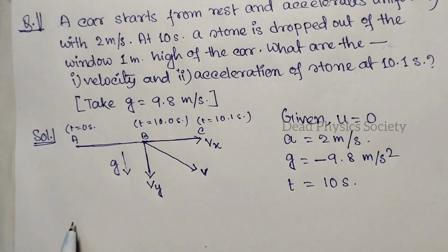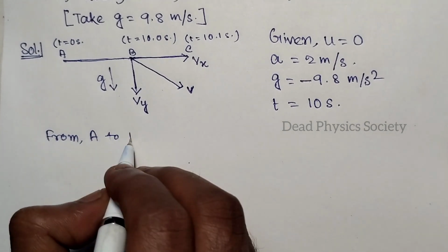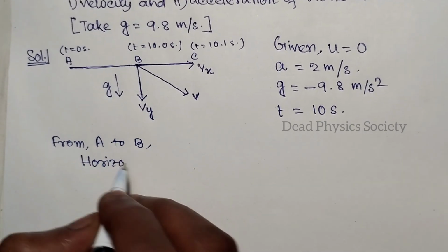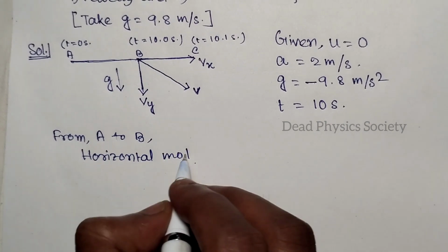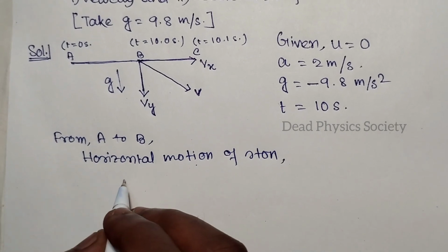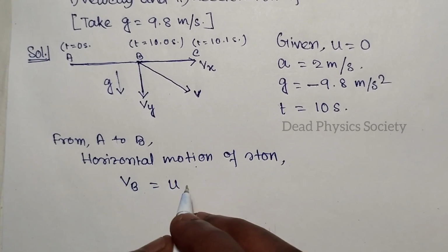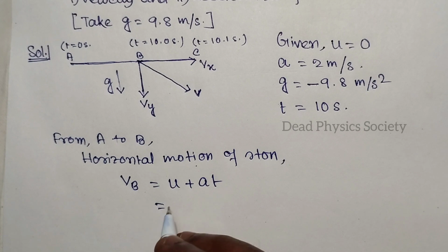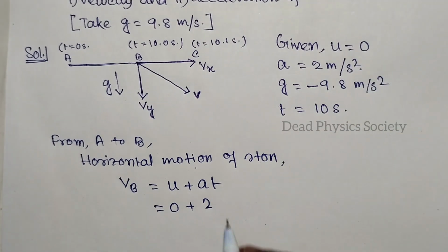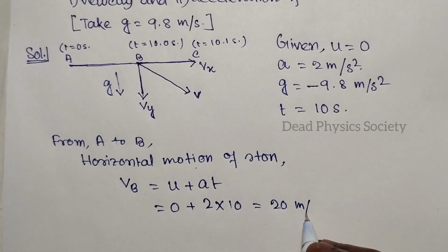So from A to B, if we consider the horizontal motion of stone, we get VB is equal to u plus at. u equals to 0 put করলাম, plus a is 2 meter per second squared, and t equals to 10 second. So it is 20 meter per second.